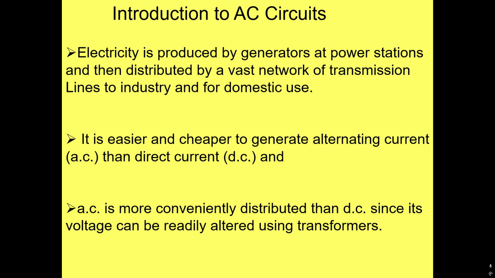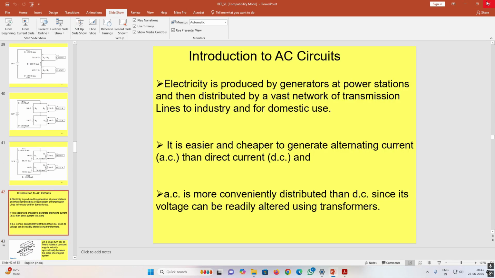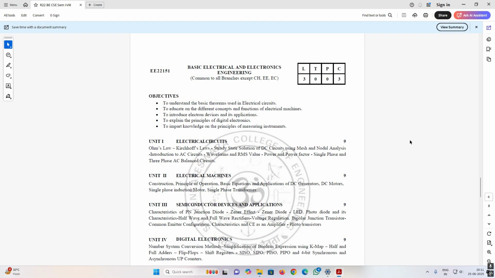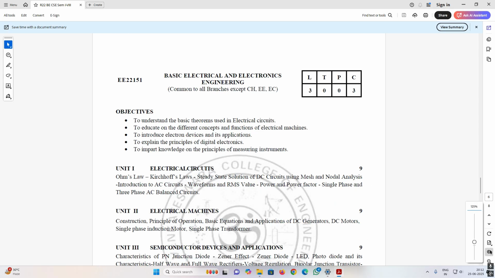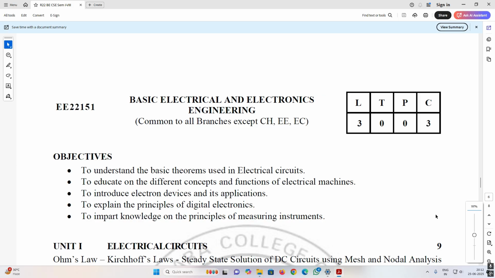Next, we will see the description of the typical syllabus. I will expand this. So it's a typical syllabus, right? Basic electrical and electronics engineering. So some of the objectives of this subject, and it is common to most of the branches.